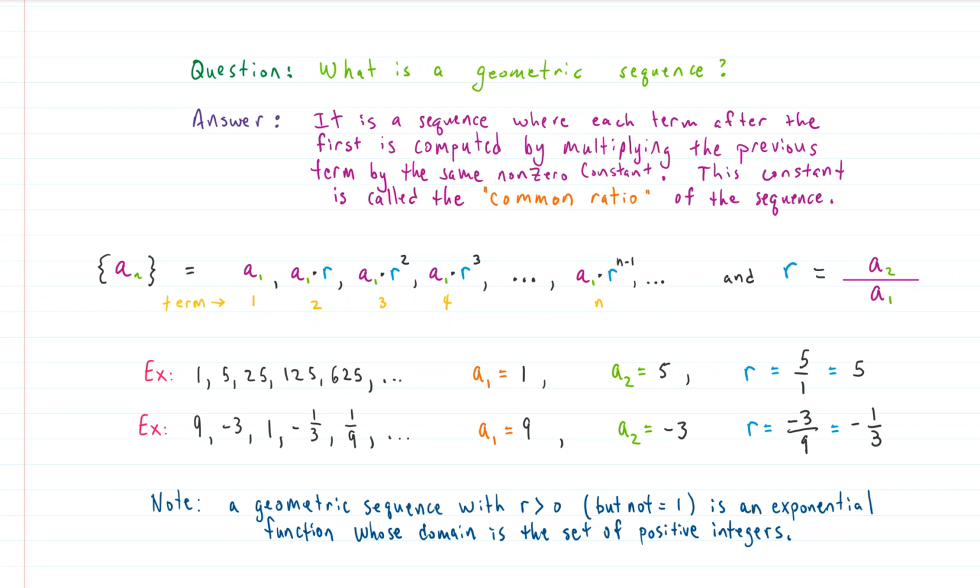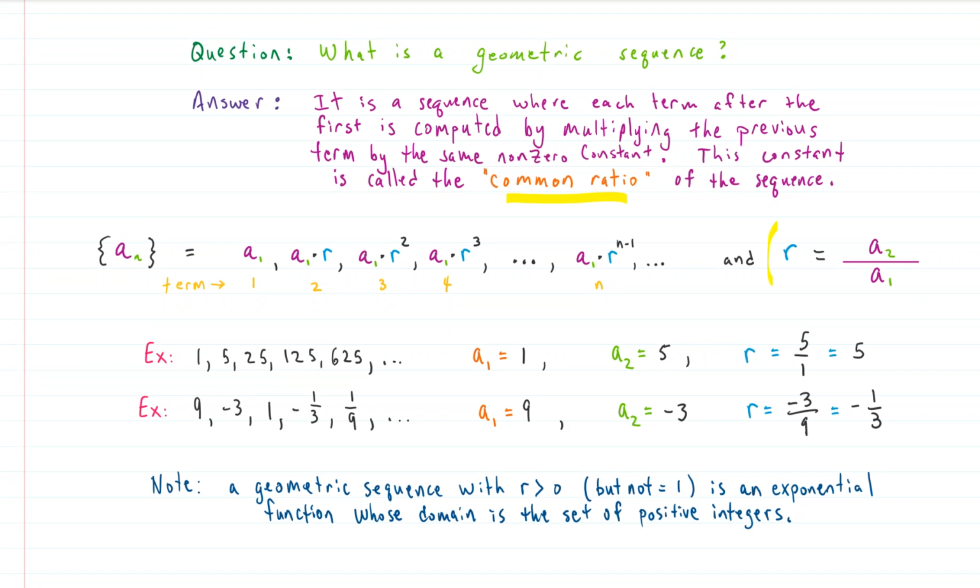What is a geometric sequence? Well, it's a sequence where each term after the first is computed by multiplying the previous term by the same non-zero constant that we call the common ratio. The common ratio can be computed by taking the second term of the sequence, a sub 2, and dividing it by the first term of the sequence, a sub 1.